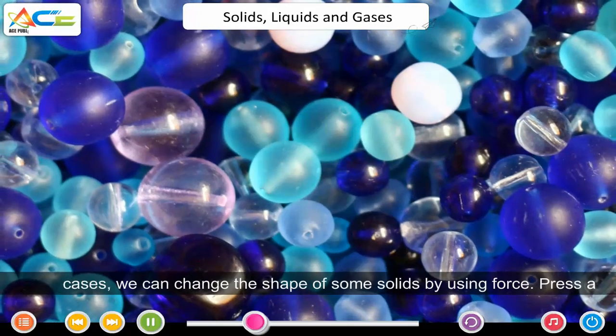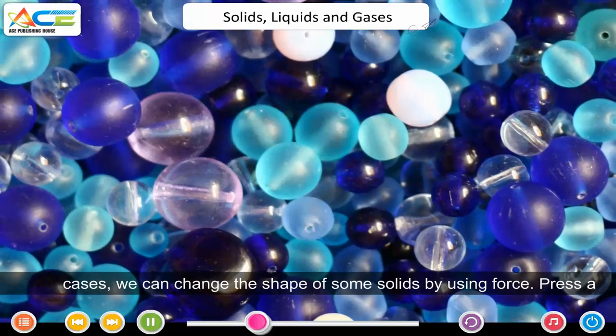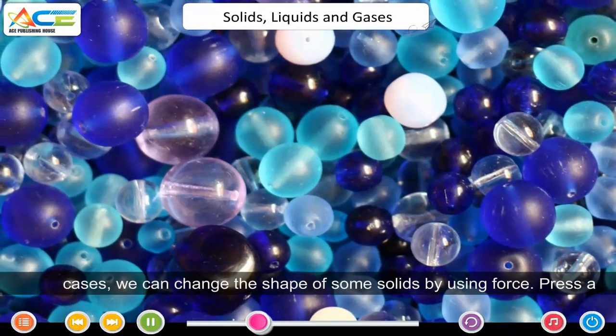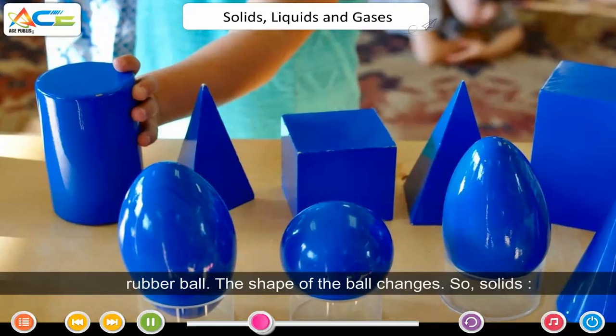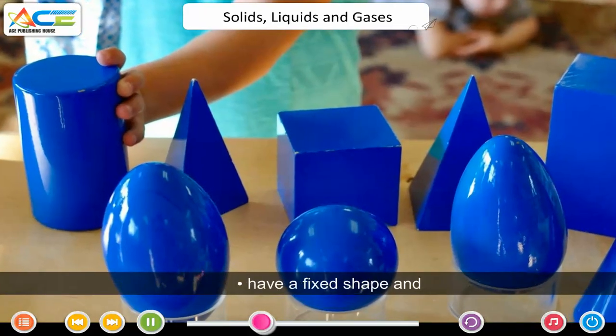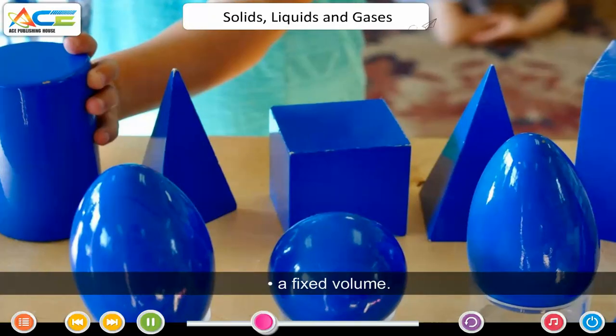In some cases we can change the shape of some solids by using force. Press a rubber ball. The shape of the ball changes. So solids have a fixed shape and a fixed volume.